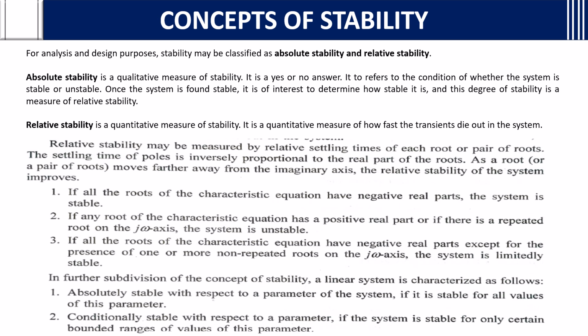Then we will see that for analysis and design purposes, stability may be classified into two: absolute stability and relative stability. Absolute stability is a qualitative measure of stability, whereas relative stability is a quantitative measure of stability. Qualitative means it is based on quality; relative means based on quantity, the numbers. Absolute stability is a yes or no answer. It refers to whether the system is stable or not stable.